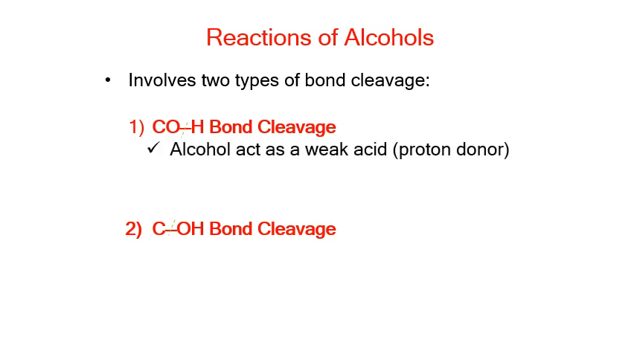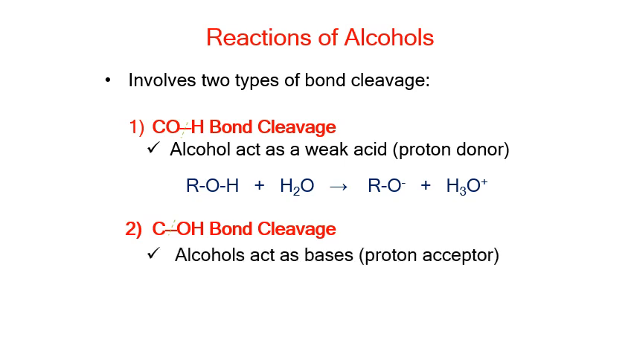For the first one, O-H bond cleavage, the alcohol acts as a weak acid, which is a proton donor. Thus, ROH treated with water produces RO- and H3O+. For the second one, C-O bond cleavage, alcohol acts as a base, a proton acceptor. ROH reacts with HA, producing RA and water.